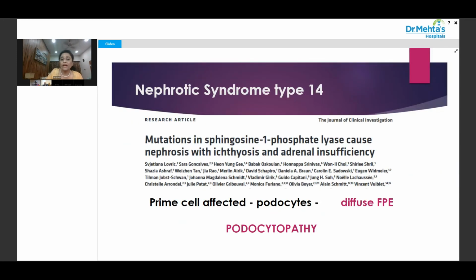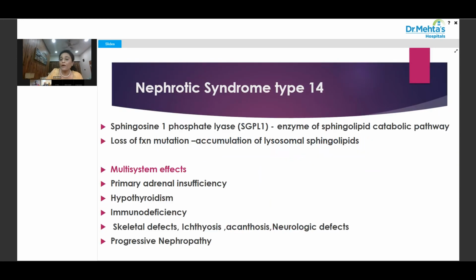Nephrotic syndrome type 14 is due to SGPL1 mutation. SGPL1 is an enzyme of the sphingolipid catabolic pathway, and a loss of function mutation leads to accumulation of sphingolipids, which are present all over the body. So it has multi-system affliction. There is primary adrenal insufficiency, hypothyroidism, immune deficiency, skeletal defects, and a progressive nephropathy. A patient may have all of the above, but usually the two most important things seen are the endocrinopathy and the nephropathy.